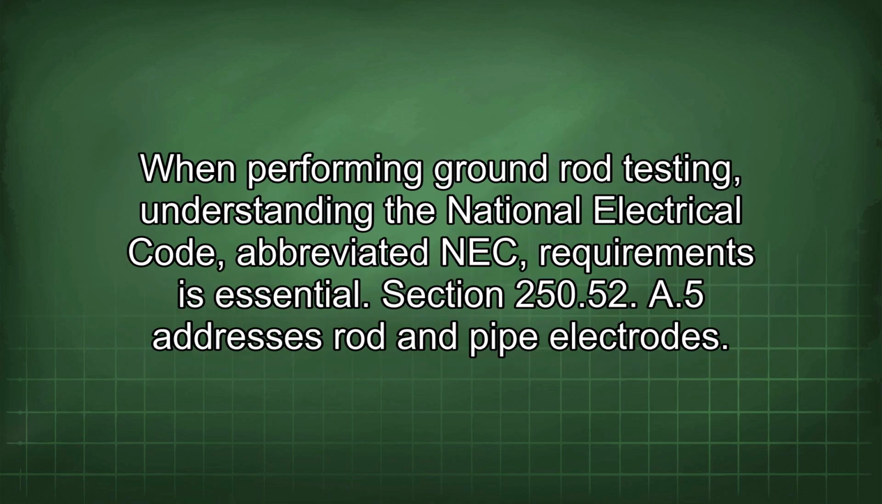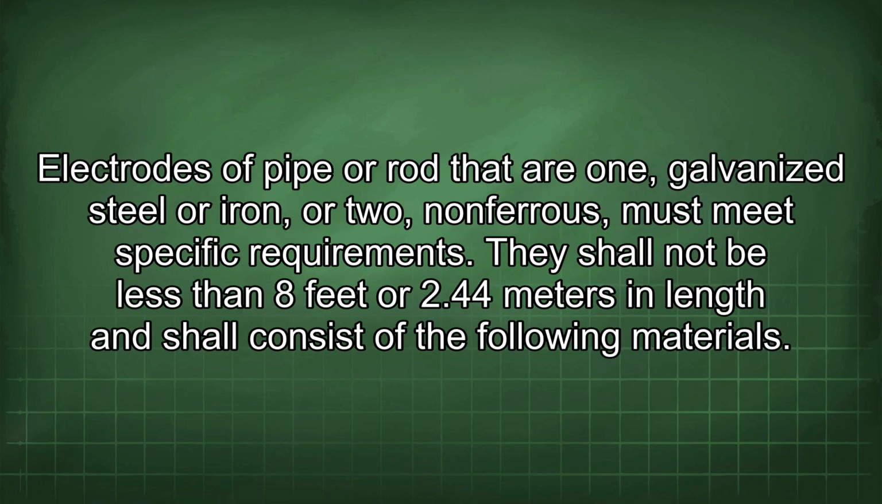When performing ground rod testing, understanding the National Electrical Code, abbreviated NEC, requirements is essential. Section 250.52(A)(5) addresses rod and pipe electrodes. Electrodes of pipe or rod that are 1. galvanized steel or iron, or 2. non-ferrous must meet specific requirements. They shall not be less than 8 feet or 2.44 meters in length and shall consist of the following materials.